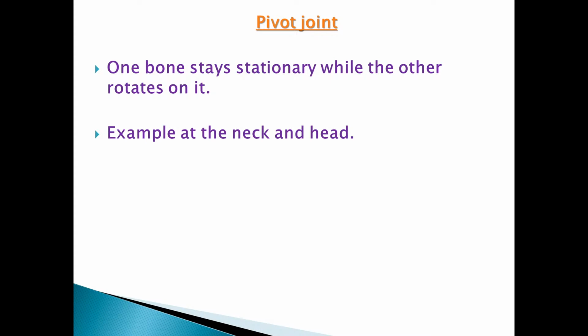And of course you have the next type of joint that is called a pivot joint. So one bone normally stays stationary, that means that it doesn't move, while the other bone actually rotates. Example, the neck and definitely the head. So that's a perfect example for a pivot joint.